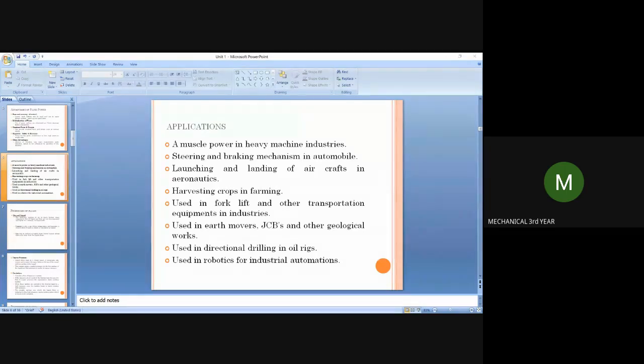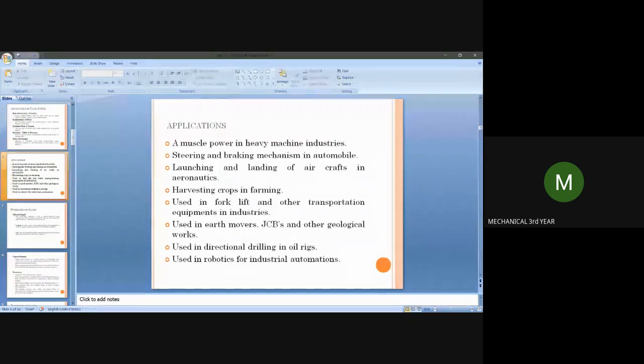Then it is used in forklifts and other transportation equipment. You would have seen a forklift, and would have studied it in your automobile engineering. Forklifts have so many hydraulic system arrangements. After that, it is used in earth movers like JCBs, which also come under heavy machines, and other geological work. Geological work includes drilling also.